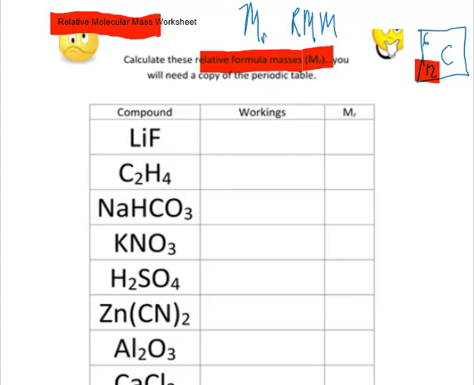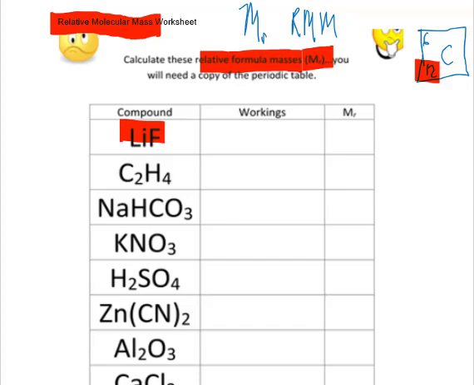So we'll be adding up the relative atomic masses of the elements in these molecules or substances. For the first one, we see LiF. The first challenge is knowing what symbols are represented here. Looking at LiF, is it 3 elements? Is it 2? Is it 1? You need to be familiar with the periodic table. So this is lithium, Li, and fluorine.